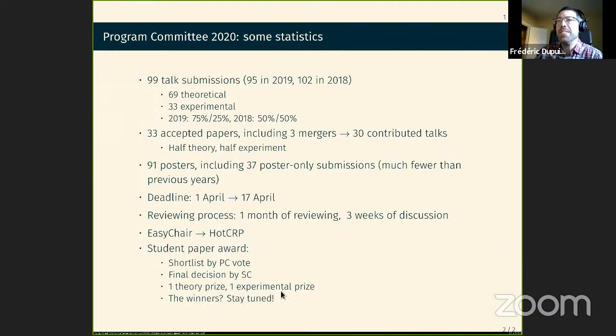One last point is the student paper award. The way this was selected is that we did a vote among the PC last week to come up with a short list of papers nominated for the award, and then the final decision was made by the steering committee. And we decided to have one theory prize and one experimental prize. And the result is coming up, so stay tuned. You'll find out very soon who it is. And that's all I had to say. Thank you.